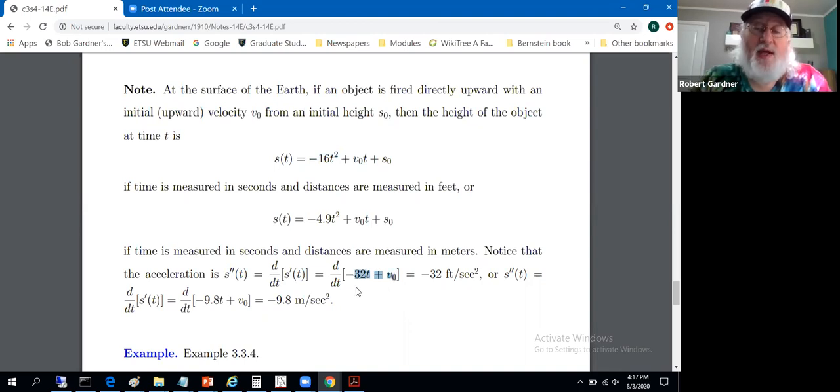If you differentiate that to get acceleration, you'll just be left with negative 32. The units will be feet per second squared if we use this formula. And if we differentiate this twice, you'll be left with negative 9.8 meters per second squared. These two numbers, 32 feet per second squared and 9.8 meters per second squared, plus or minus, should ring a bell. That's the acceleration due to gravity at the surface of the Earth, depending on whether you measure distances in feet or meters.